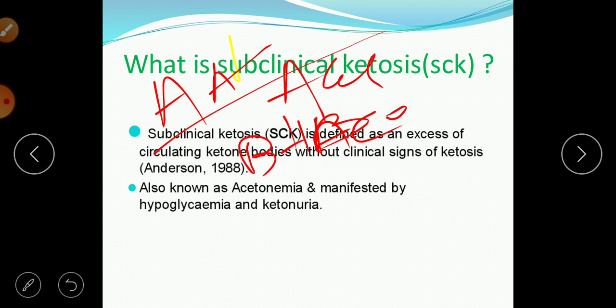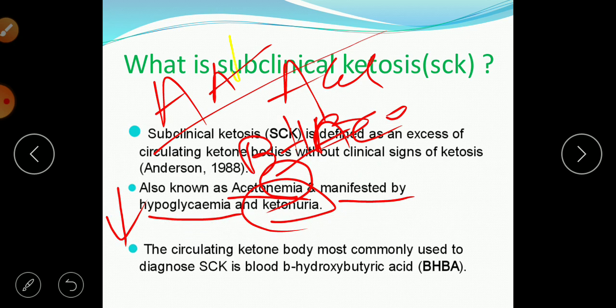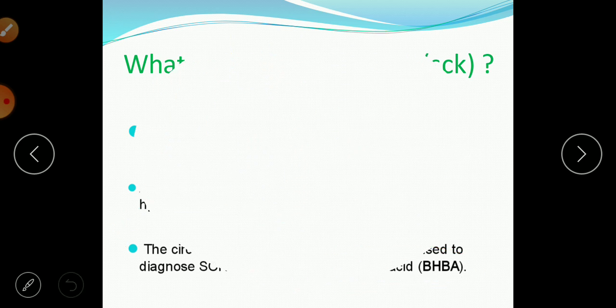It is also known as acetonemia and manifested by hypoglycemia and ketonemia. So, acetonemia means acetone body concentration in the blood. It is manifested by hypoglycemia, that is decreased level of your blood glucose, and ketonuria, that is your ketone bodies in urine. The circulating ketone body most commonly used to diagnose SCK is beta hydroxybutyrate. So out of three ketone bodies present in the blood, beta hydroxybutyrate, BHBA, is the most important one to detect this subclinical ketosis.